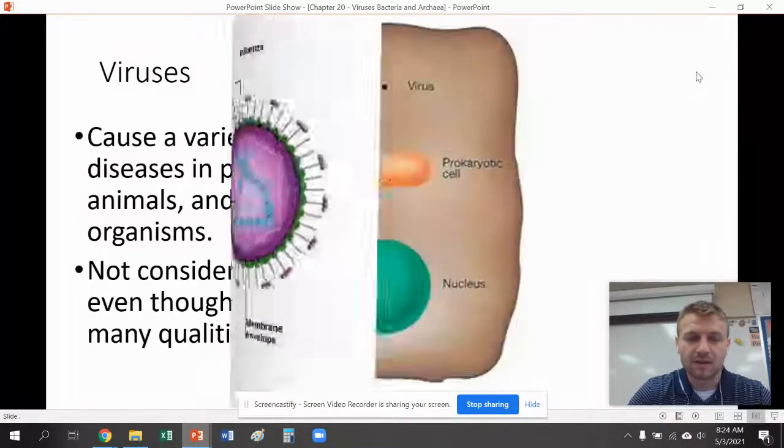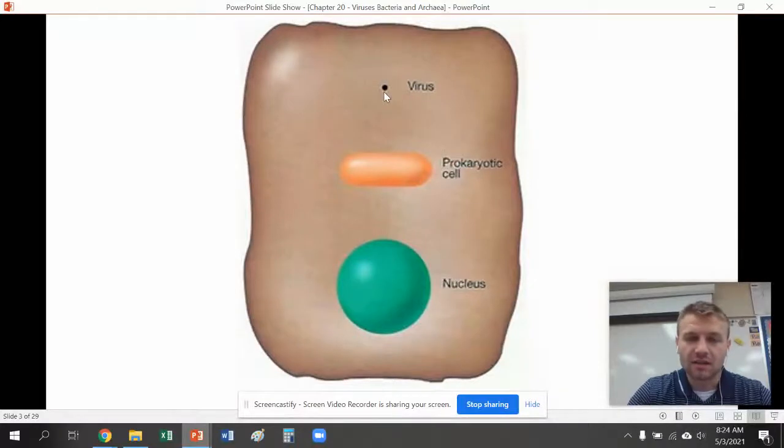But they're very small, and if you take a look here, the virus is very small compared to a prokaryotic cell, which is very small compared to a eukaryotic cell. And remember, you're made of trillions of these eukaryotic cells, so these viruses are very, very small.